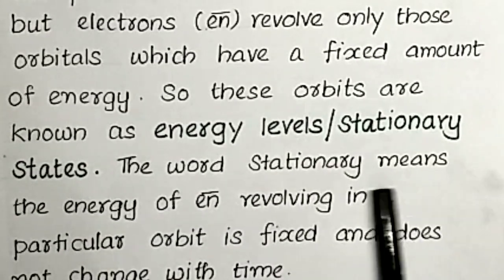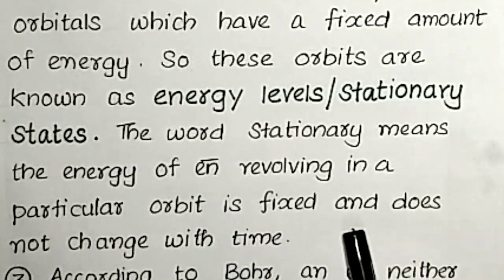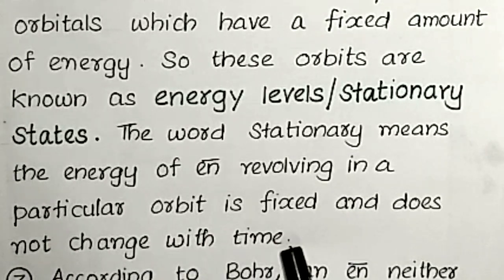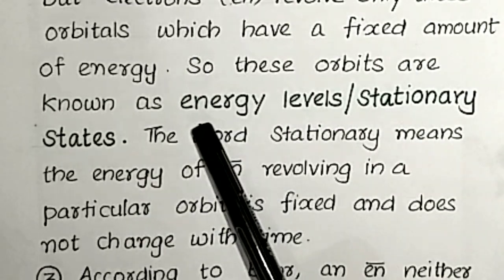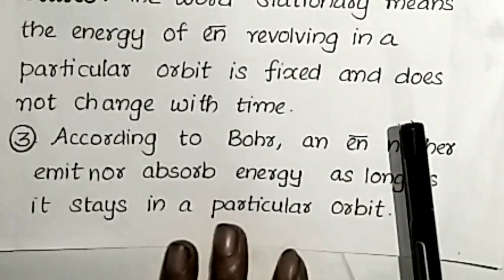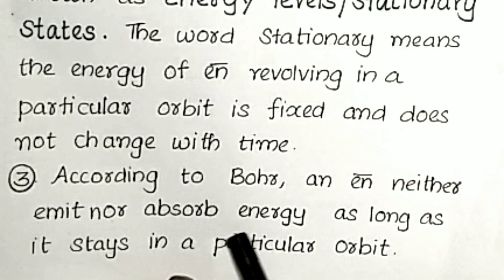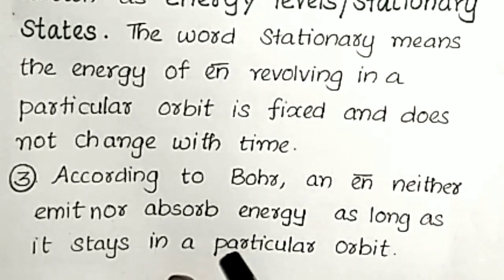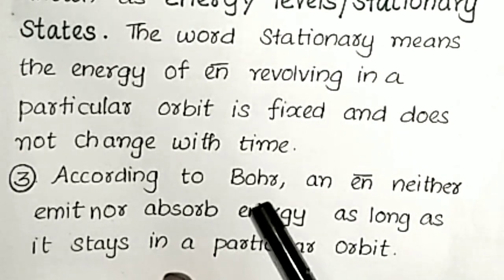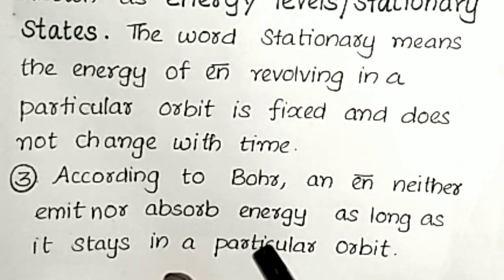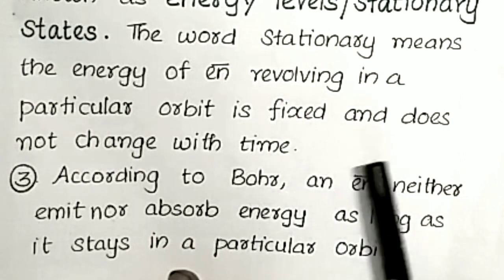The word stationary state means the energy of an electron revolving in a particular orbit is fixed and does not change with time. Fixed amount of energy orbits are known as stationary states or energy levels. Third one, according to Bohr, an electron neither emits nor absorbs energy as long as it stays in a particular orbit. So there is no energy absorption or emission when an electron is present in a particular orbit, energy level, or stationary state.